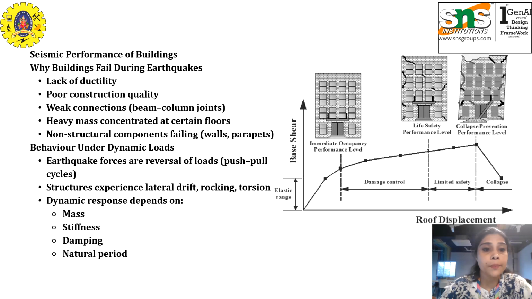Next is weak connections, especially at beam column joints, which are the heart of the building's frame. If these joints fail, even strong beams and columns cannot save the structure. And next is heavy mass concentrated at certain floors. When large loads are concentrated on one floor, like service floors, storage floors, or heavy rooftop tanks, it increases seismic forces dramatically. And next is non-structural failures.